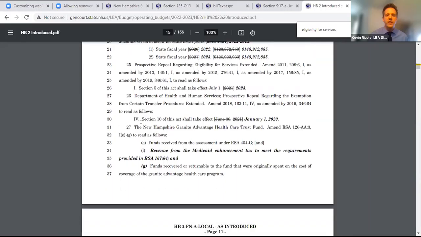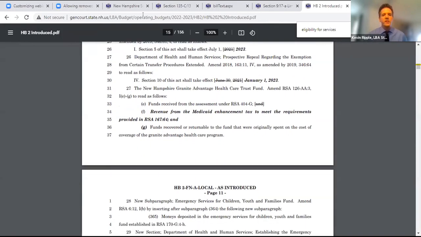Moving down to section 25, I wouldn't necessarily call this boilerplate, but it is something that's been in the trailer bill since 2012, I believe. And this is the prospective repeal regarding eligibility for mental health services. And this is one of those items that if the committee has any questions, I would ask someone from the department to come over and explain that. But we can delay those until the end of this presentation, if that works for everybody.